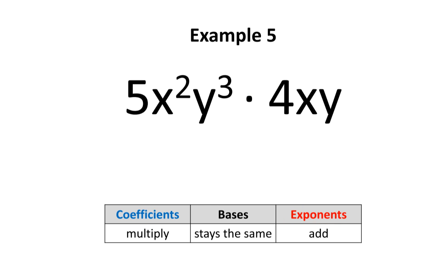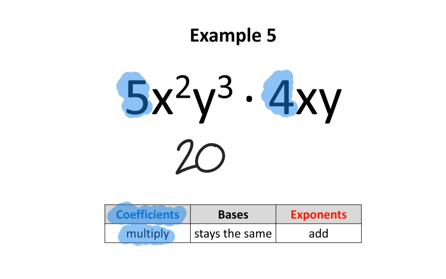In our fifth example, we are multiplying two terms. Again, this symbol indicates multiplication. The first step of the product rule is to look at the coefficients. The coefficient in this term is 5, and the coefficient in this term is 4. You want to multiply coefficients. Therefore, 5 times 4 is going to give you 20.